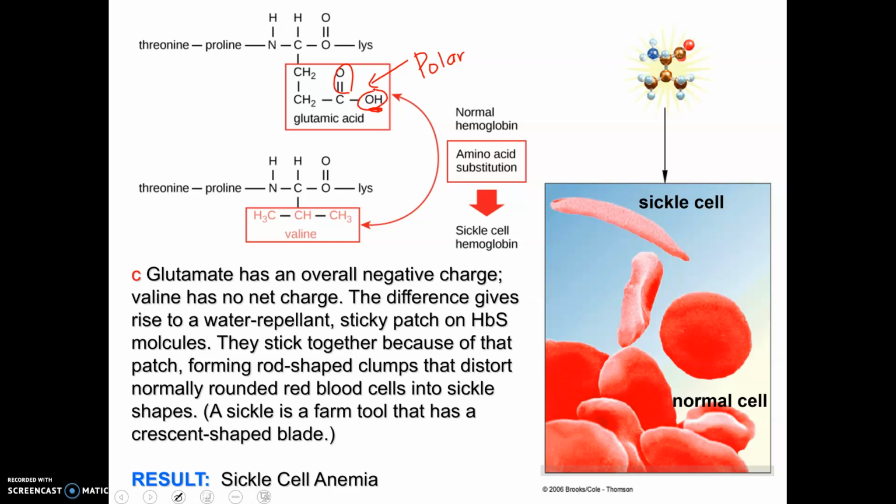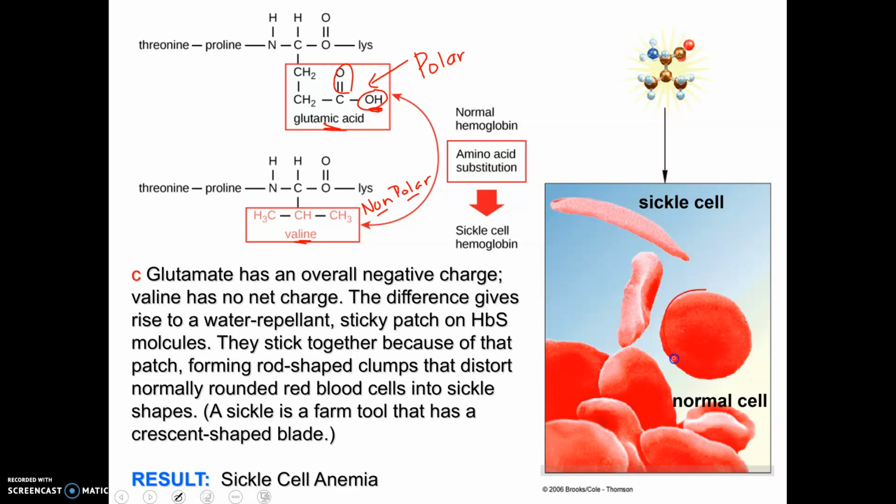Well, valine has completely different properties. Look at valine. These are methyl groups. We've talked about specifically how methyl groups are nonpolar. So that means when this folds up, it's totally not going to fold up the way it would have before, because this amino acid, valine, behaves completely different with the amino acids around it than glutamic acid does.